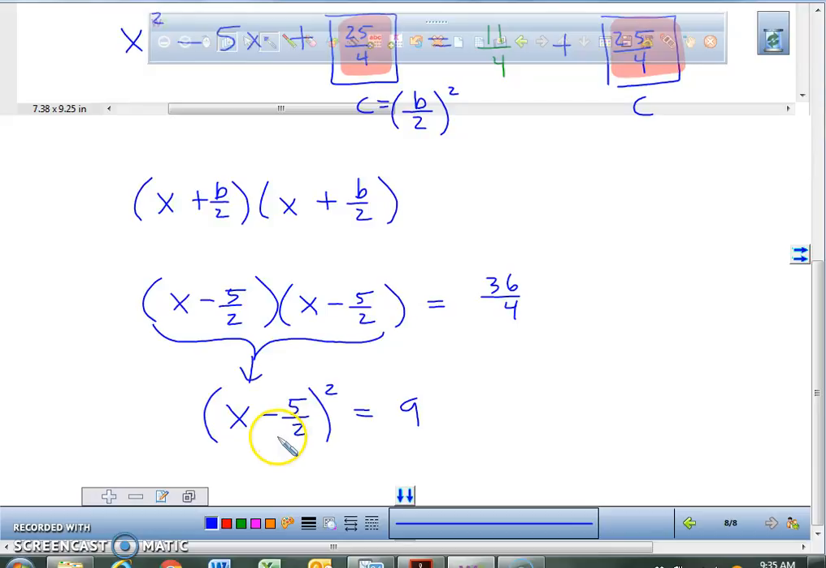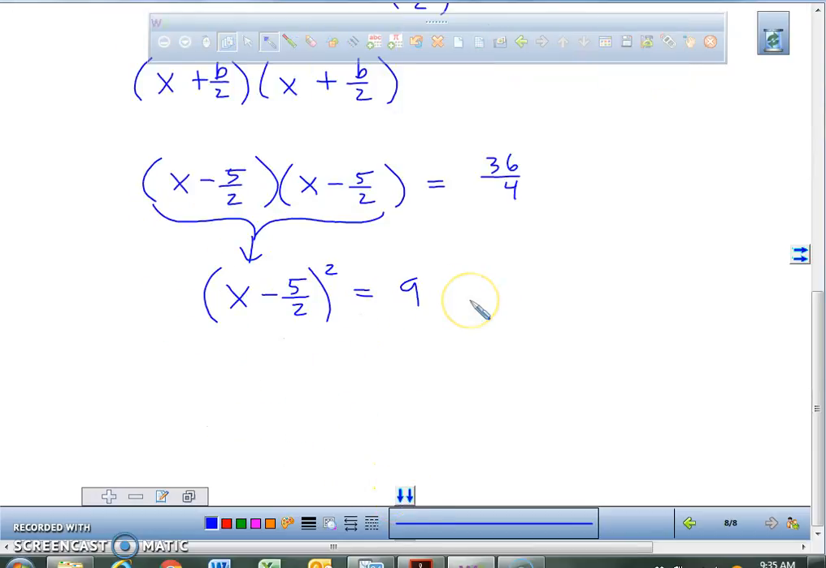Okay? Now that we have this, what would be the next step in the process for us to solve for our x values? What do we have to do to both sides? We have to take the square root of both sides. This becomes x minus 5 over 2 equals. This is where students sometimes forget. If it's an equation and you're taking the square root, you have to have a plus or a minus whatever the radical is. So in this particular case, it's plus or minus a 3.